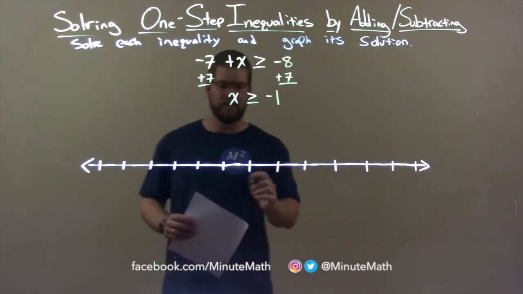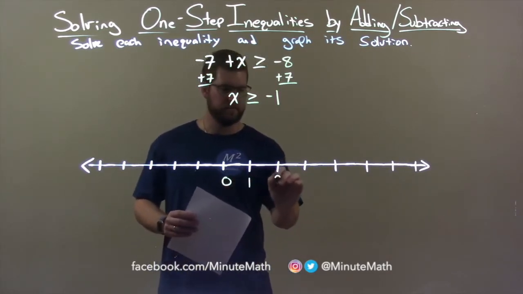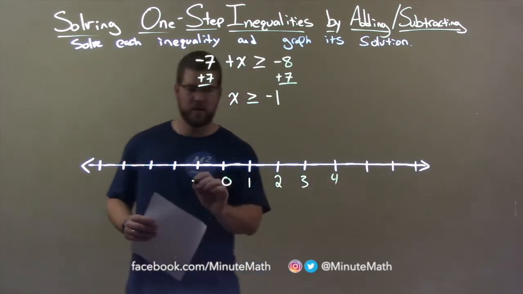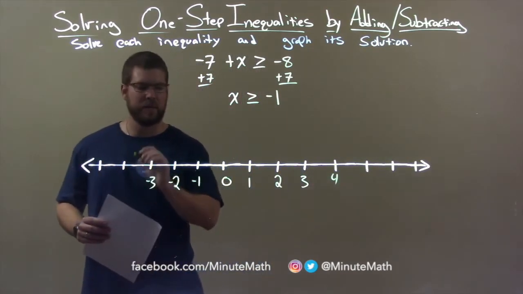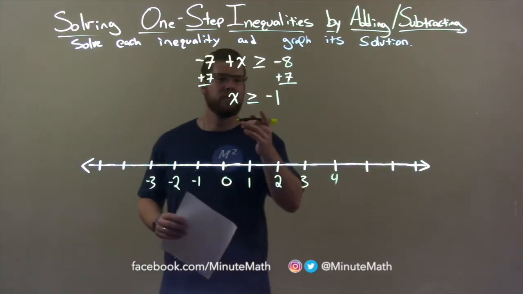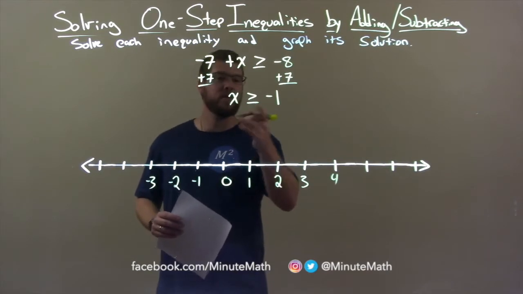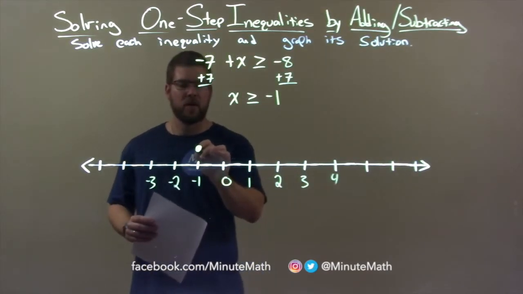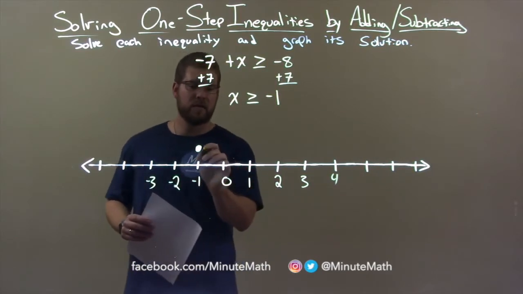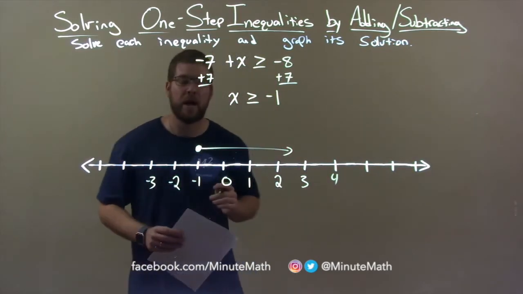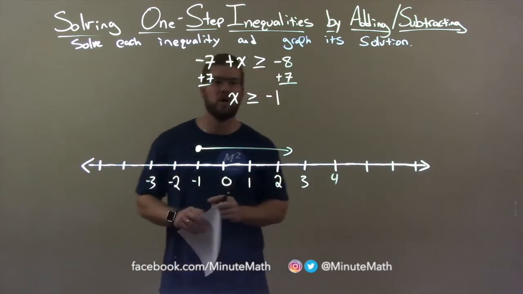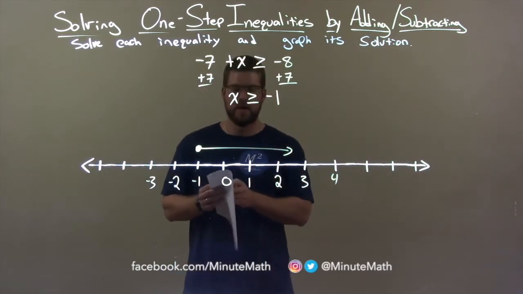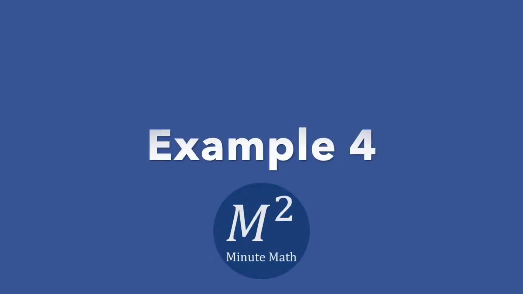We need to graph it. Let's put 0 here. 1, 2, 3, 4, negative 1, negative 2, negative 3. Okay? At negative 1, we said x can equal that, right? So that makes a closed circle. Greater than sign says we shade to the right, and there we have it. Our graph matches our inequality. x is greater than or equal to negative 1.